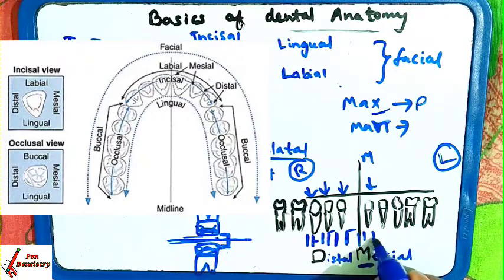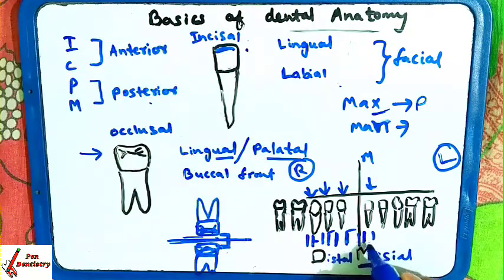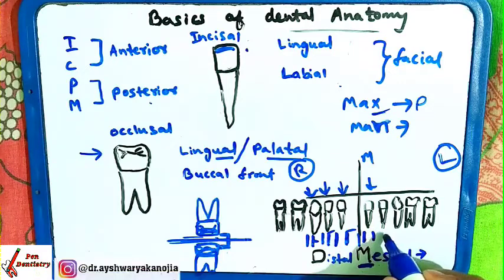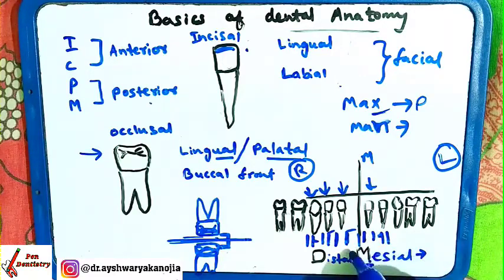The central incisor has two faces. This is the face towards the midline. This is the midline and this face is near to it. That is known as the mesial side, and opposite to that will be distal. Mesial is towards the midline. If we look at the lateral incisor, it also has two faces. This face, which is towards the midline, is known as the mesial side, and opposite to that will be the distal side.